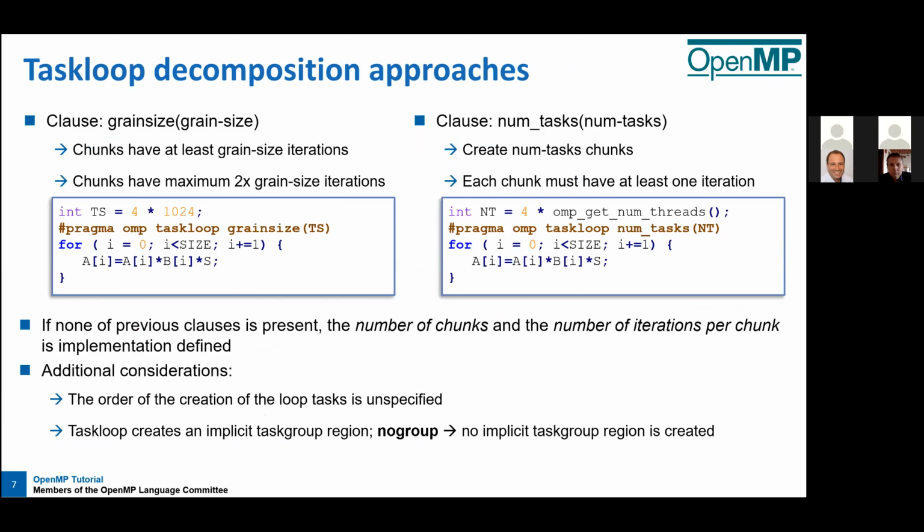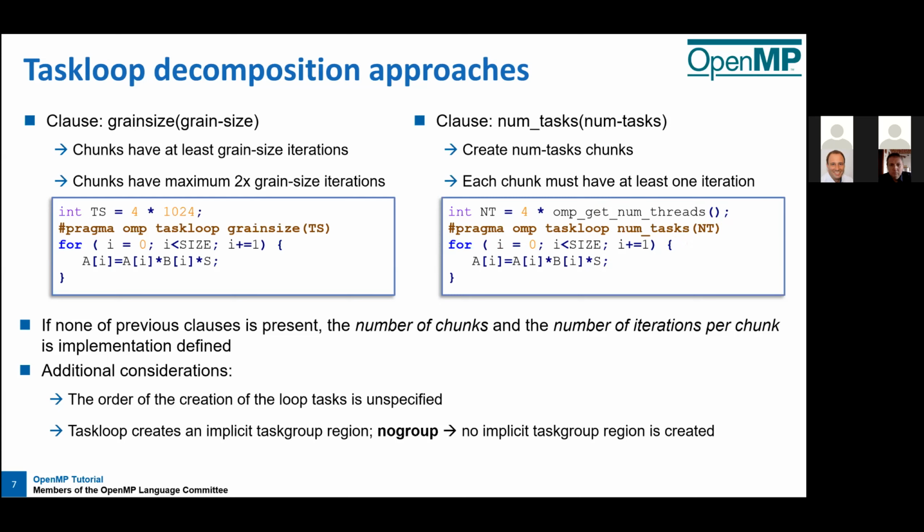All right, then the difference between the grain size and the num tasks construct. On the left, the programmer specifies the tile size or the grain size, so how many loop iterations an OpenMP task should be executing when it is created for a particular loop chunk. On the right hand side, the programmer decides to use num tasks, so instead of the size of the task, we specify how many of those tasks we want.